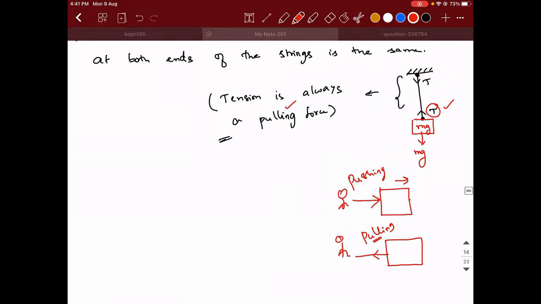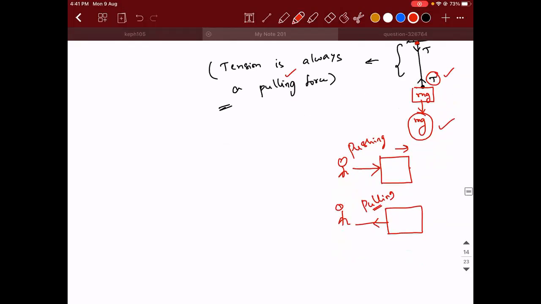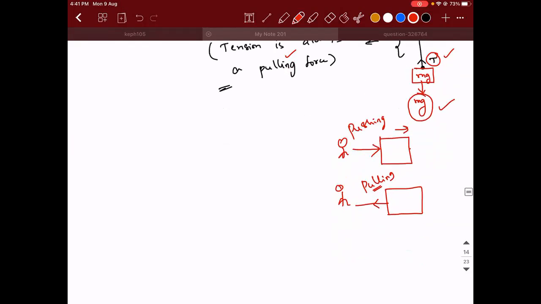Okay, accepted. Now what is happening at the top? At the top, the top end of the string is in contact with whom? The ceiling. Correct? Am I right? Now let's assume this mg is there. I want you guys to analyze it because I don't have equipment to show it.